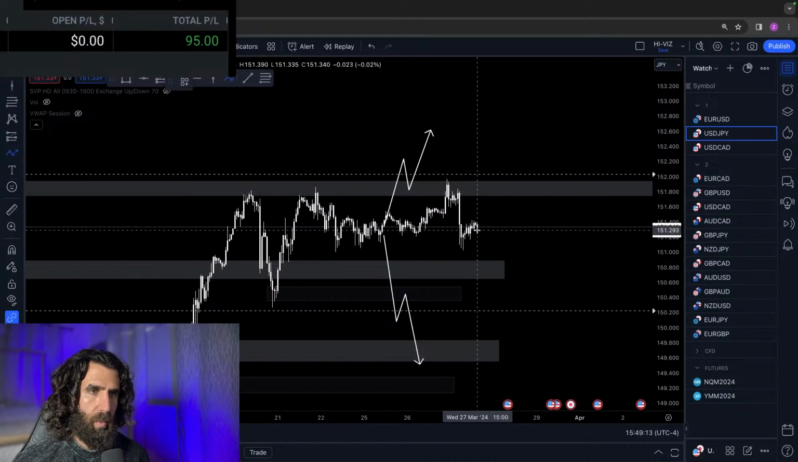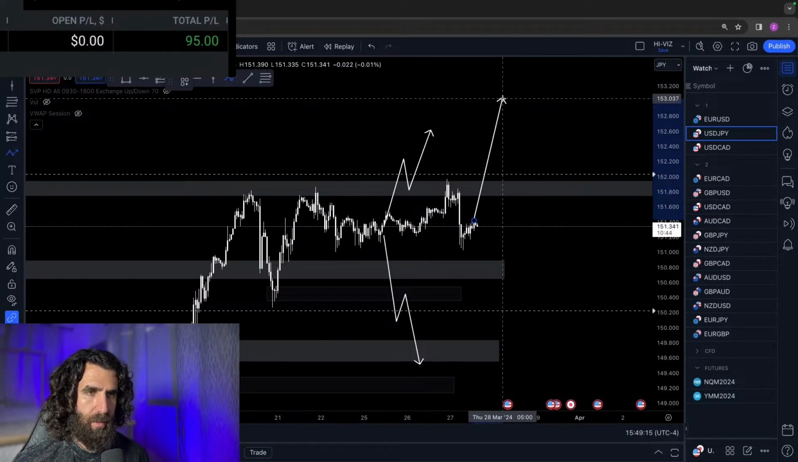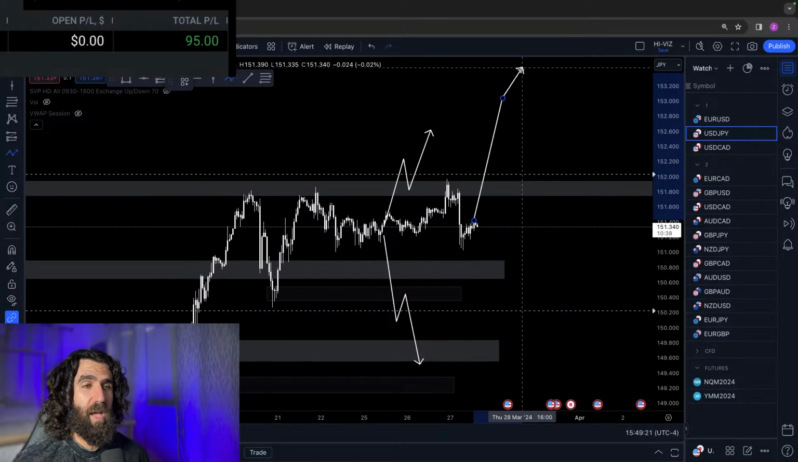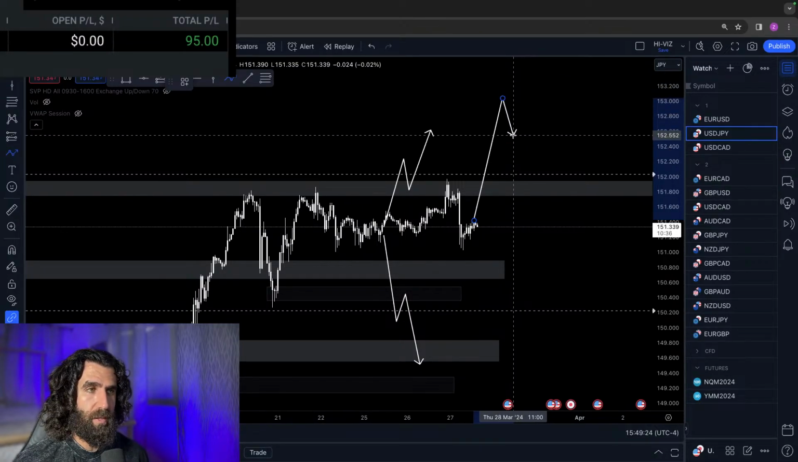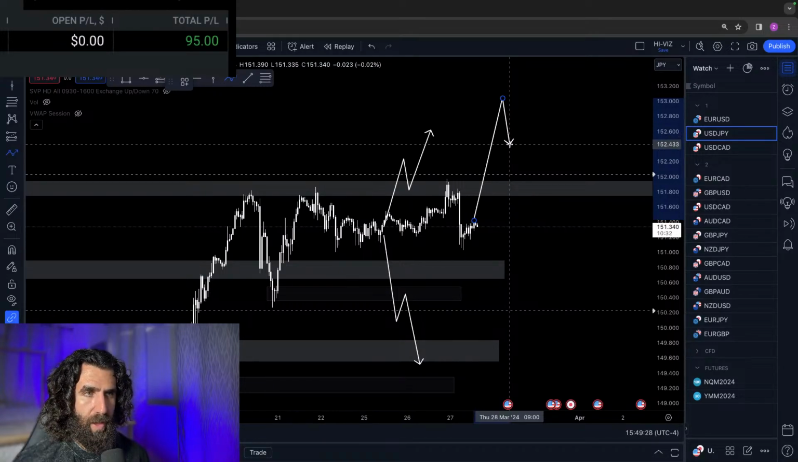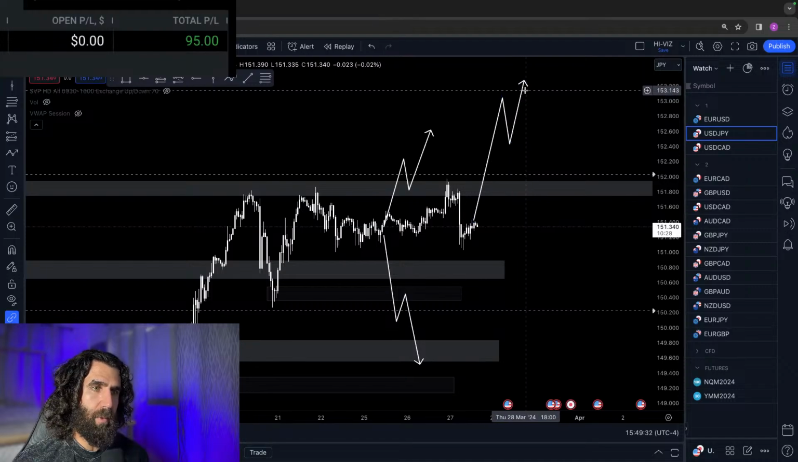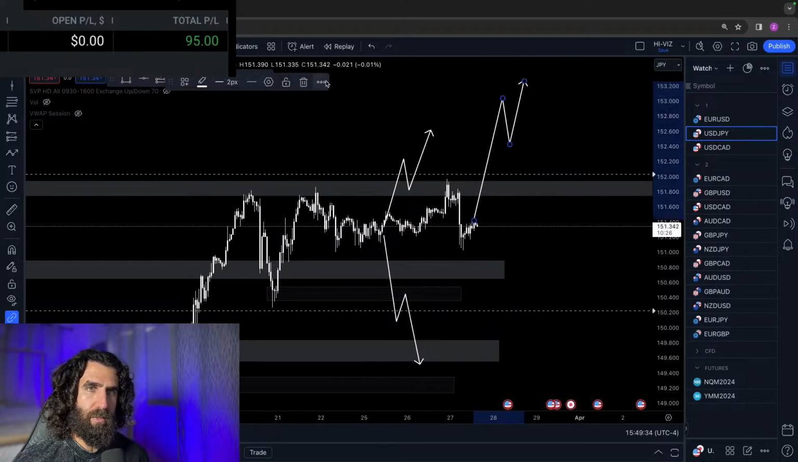I'm going to wait for that first move to go. I'm not going to take a buy on the breakout. I want to see some kind of pullback. If it starts to run really fast, the way USD JPY does, that's fine. I'm going to be waiting for some kind of pullback structure to form, and then a continuation to the upside. That's going to be my entry somewhere around there, with risk at the recent structure.